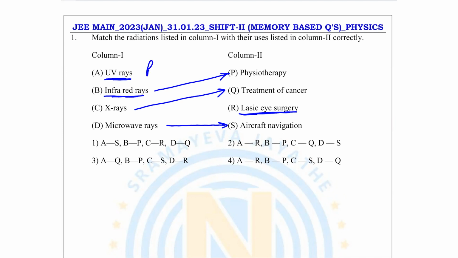So the answer is R, P, then X-rays will be Q and S. So R, P, Q, S. So option 2 is the correct answer.